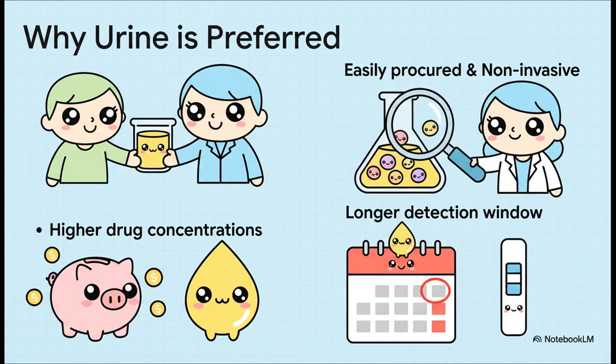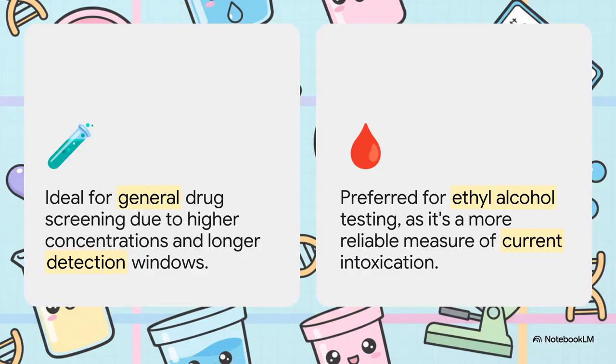an hour ago. But, and this is a big but that every student needs to burn into their memory, there is one major exception: ethyl alcohol. Now, you can find alcohol in urine, sure, but blood is always the preferred sample. So why is that? Well, it's because blood alcohol concentration is a direct, reliable measure of someone's current level of intoxication, and that's usually the critical question, right? Especially when legal issues are involved. A urine test just tells you if they drank recently, not how impaired they are right now.